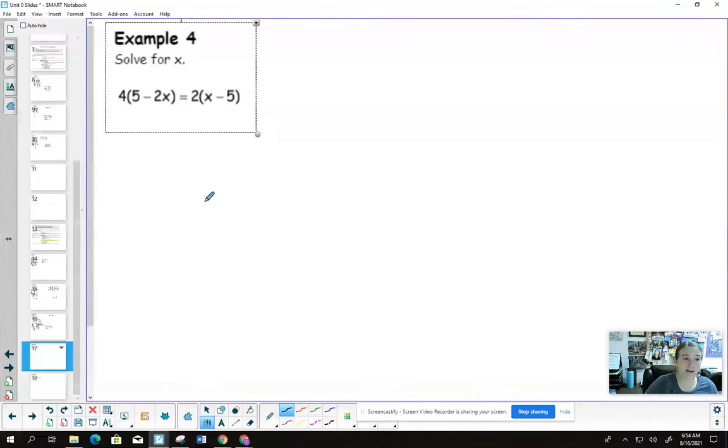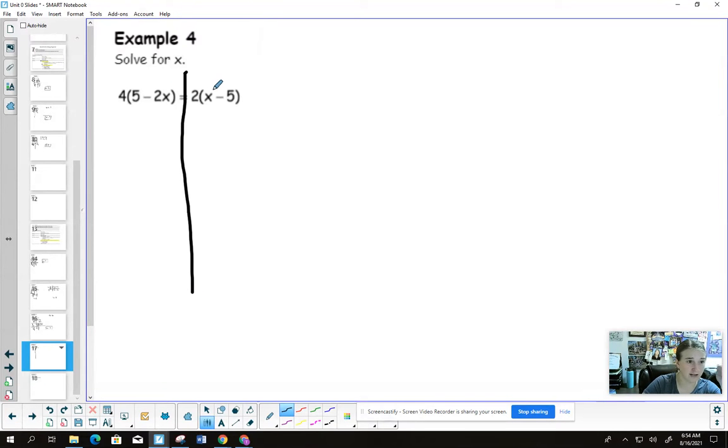Okay, so again, notice there are things that I need to take care of. One, I have x's on both sides of my equal sign. Here's an x, here's an x. And then I also have parentheses. We know that means to distribute, right? We've got to get rid of those parentheses. So that's going to be our first step, is to distribute.